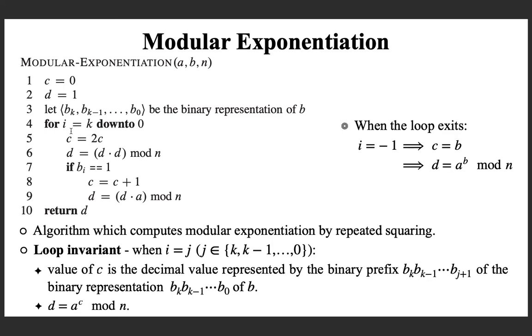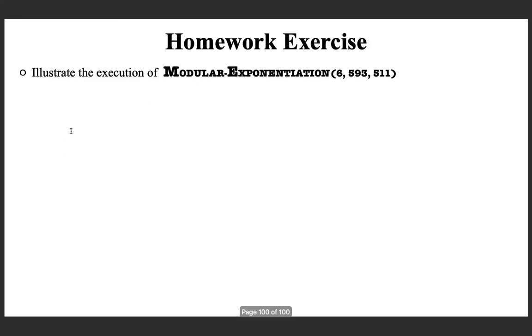With this, we are coming to the end of this lecture, and I am giving you an exercise problem for you to apply this algorithm on these values: a as 6, b as 593, and n as 511. You just apply the algorithm and see how this algorithm is working. With this, we are finishing this lecture.